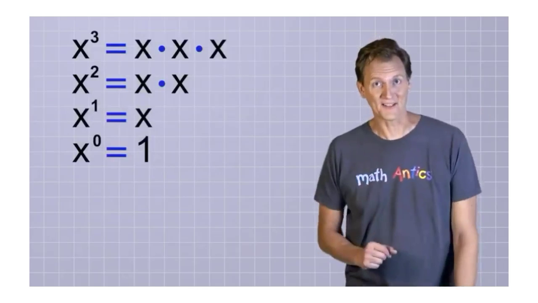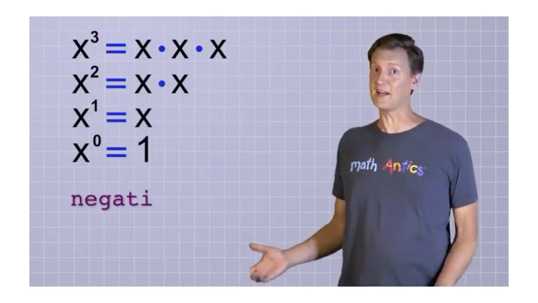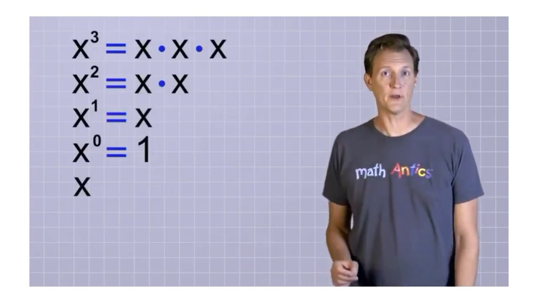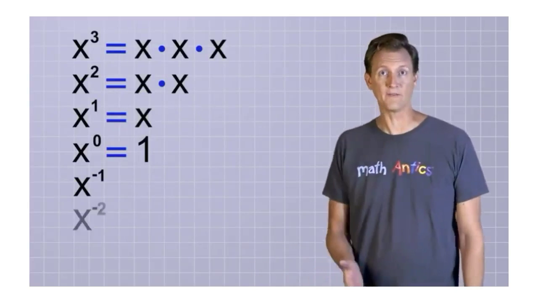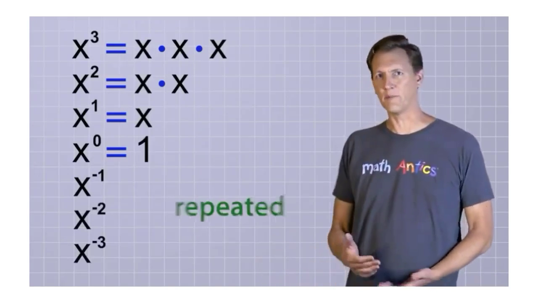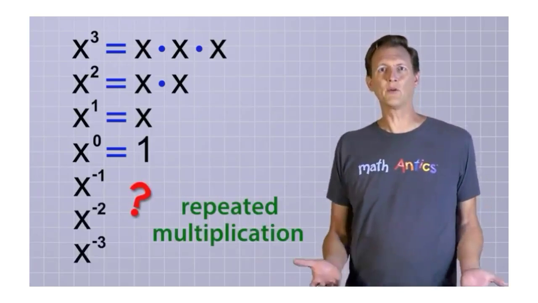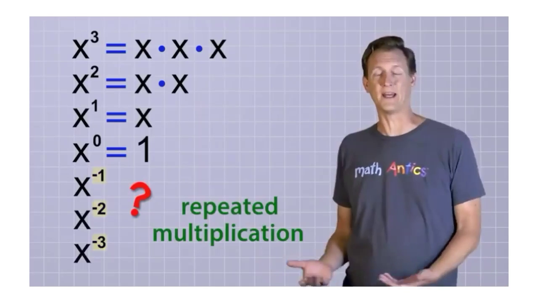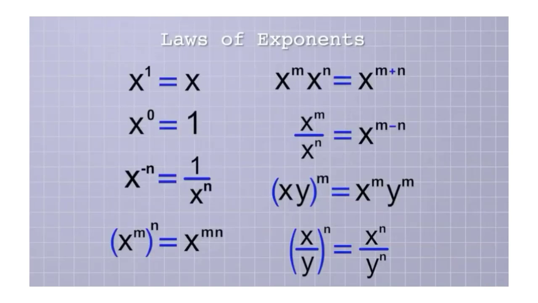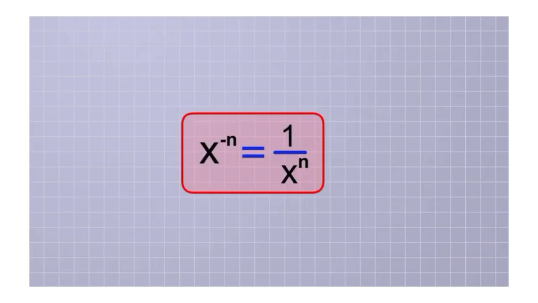Not so fast. Don't forget that integers can have negative values too. For example, what if we had the expression x to the power of -1, or -2, or -3? We know that exponents are a way of doing repeated multiplication. But how in the world could you multiply something together a negative number of times? Well, you can't. Fortunately, the next law on our list tells us how to interpret a negative exponent. That law says x to the -nth power equals 1 divided by x to the nth power.